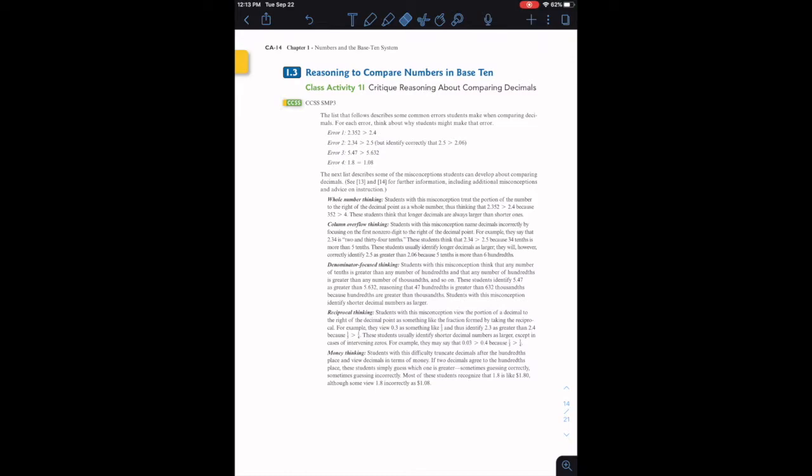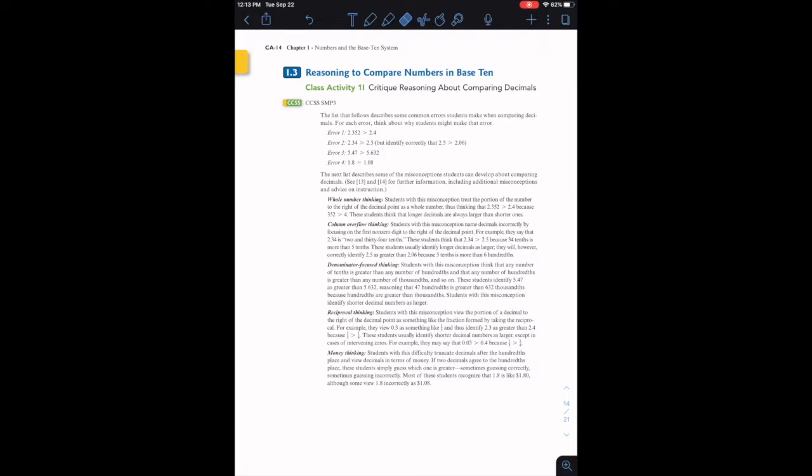So there are 5 of such preconceptions, knowledge from prior experiences that students try to bring into work with decimals, and especially comparison of decimals, that are very common. So the 5 that the textbook gives us are whole number thinking, column overflow thinking, denominator focused thinking, reciprocal thinking, and money thinking. Kids, when they see decimals, they often try to use one of these types of thinking in the situation with decimals. And certainly it's not going to give them the full understanding, but often it doesn't even get them the correct answer.